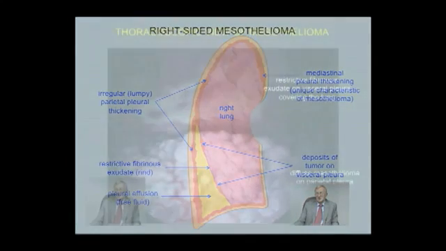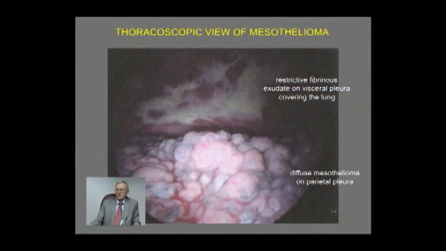And I think we'll have a CT scan which shows that in a few minutes. This is a thoracoscopic view of mesothelioma that we're seeing on the screen at present. So in the foreground here, we're seeing this diffuse lumpy tumor here. And in the distance here, we can see the collapsed lung. And on its surface is some whitish material, which looks quite different from the tumor. And this is simply this restrictive fibrinous exudate on the visceral pleura covering the surface of the lung. That also restricts the movement of the lung.